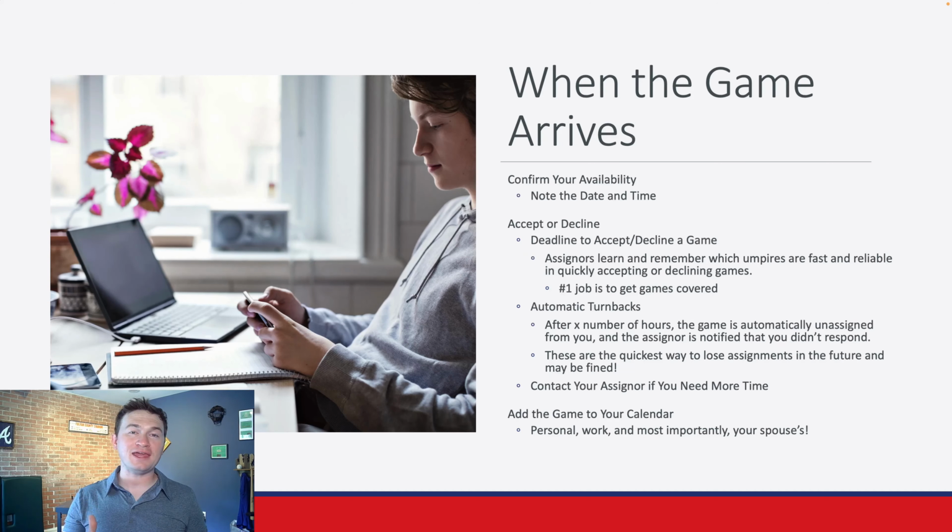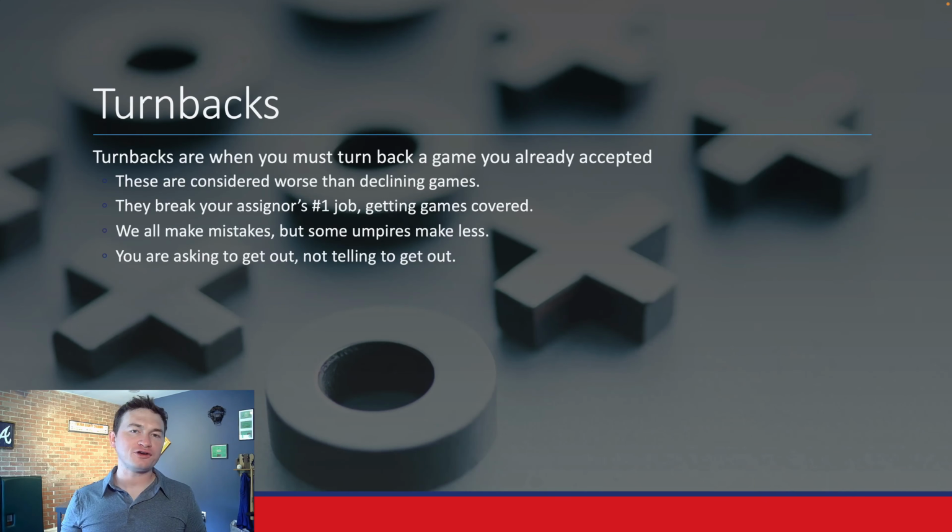Finally, once you accept the game, make sure to go and put it in your calendar. Put it in your personal calendar and put it in your work calendar. And most importantly, put it in your spouse's calendar that time is now accounted for. Now, let's talk about turnbacks of games you already accepted. For assigners, this is considered much worse than declining games because these are games that they were counting on you to cover and you already said that you could.